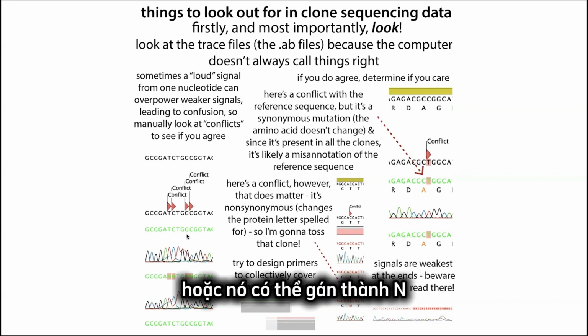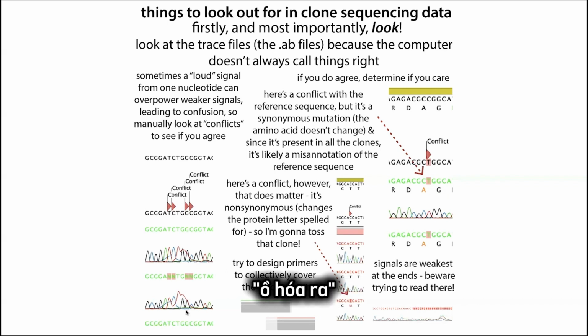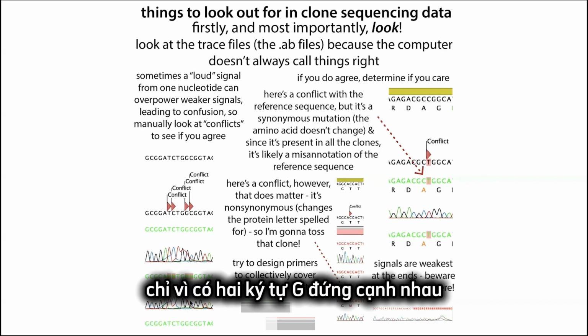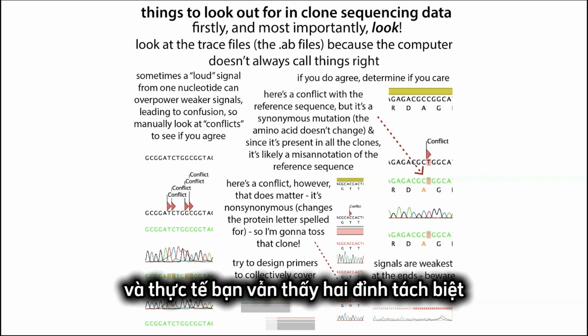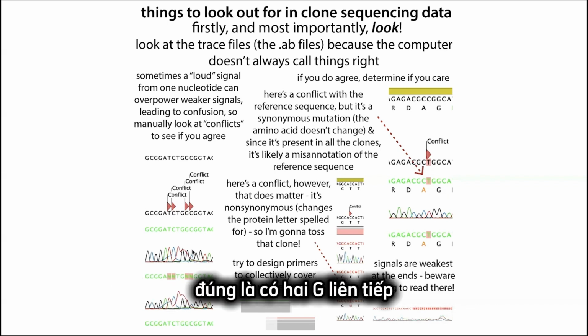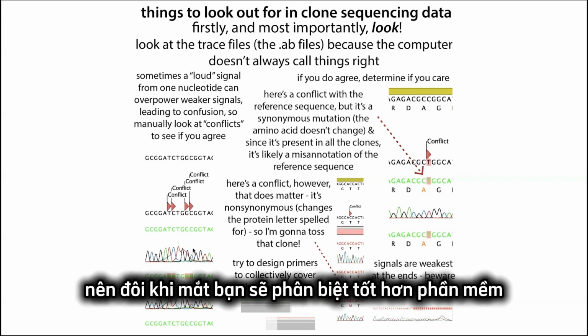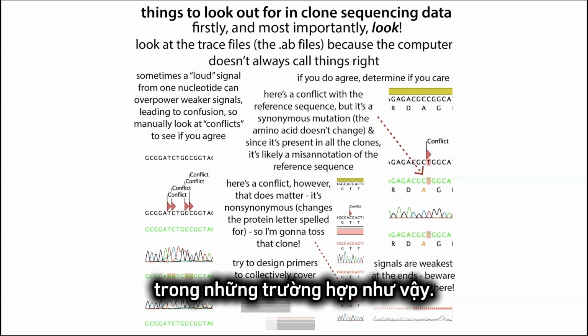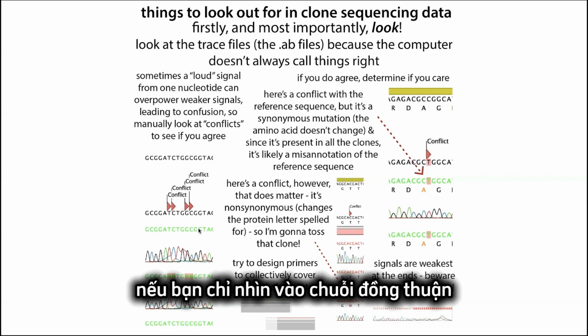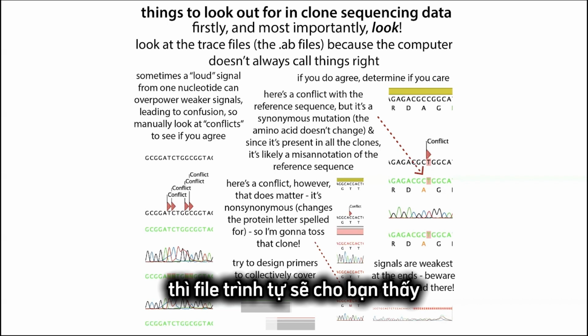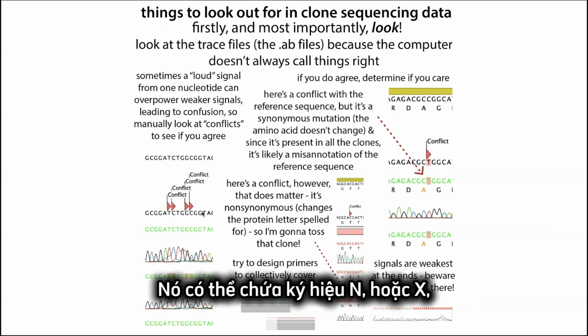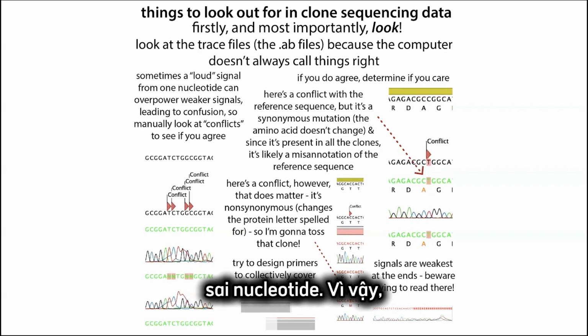And this might not actually be the right choice, or they might put an N where you can go and look at it and you'll see, oh, well, that's clearly just because you have these 2 G's right next to each other. You can see that you actually do see these 2 separate peaks, and it is GG. So your eyes can tell more than the software can sometimes. And so if you were to just look at the consensus sequence, which is what that sequence file would tell you, it would have those N's, or those X's, or those wrong letters.